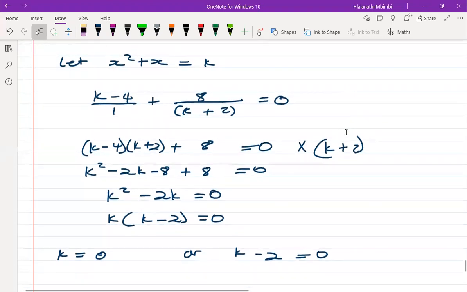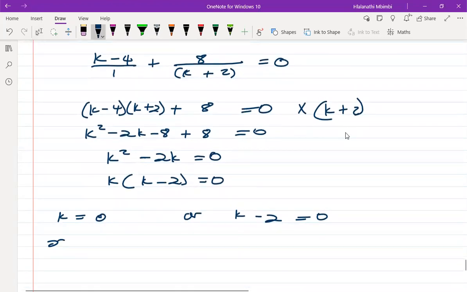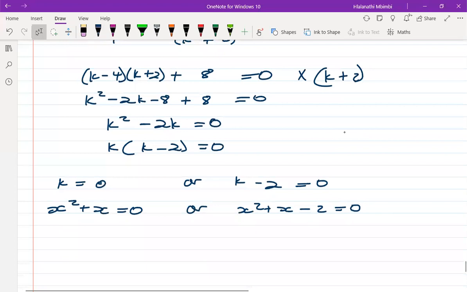k was x squared plus x. So I need to come here and say k was x squared plus x equal to 0, and k was x squared plus x minus 2 equal to 0. So now I can start solving for x. I can take out a common factor, so my x is equal to 0, or my x is equal to -1.